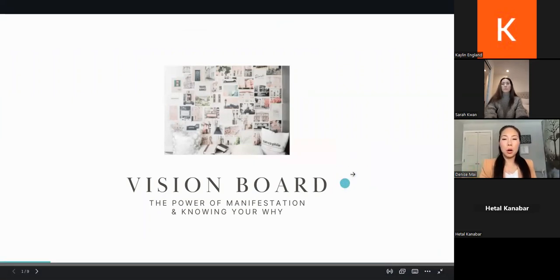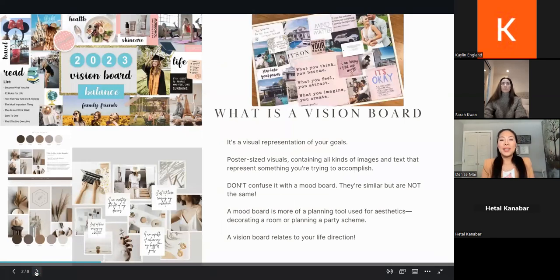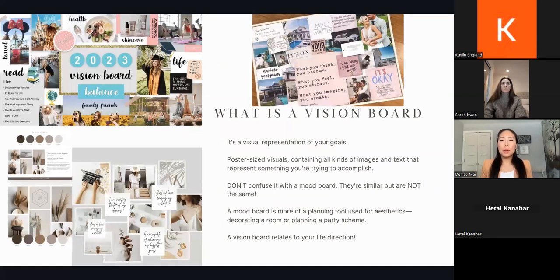Okay, so what is a vision board? A vision board is a visual representation of your goals. As you can see from the top two pictures there, those are poster-sized visuals. Basically, they contain any images or text that really represent something you want to accomplish.